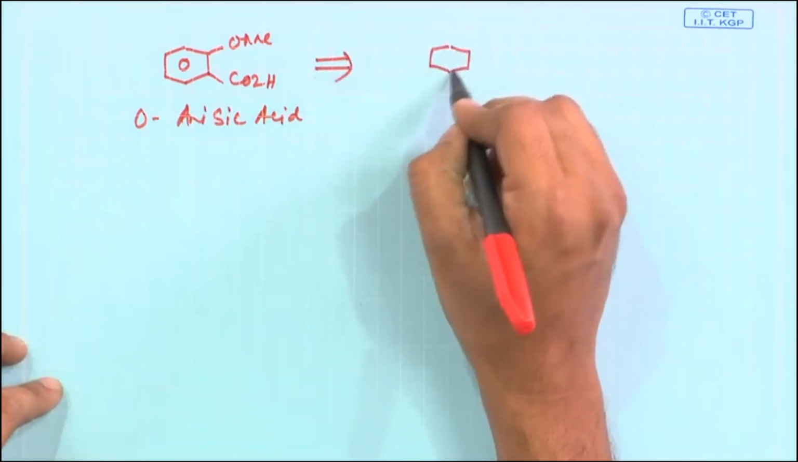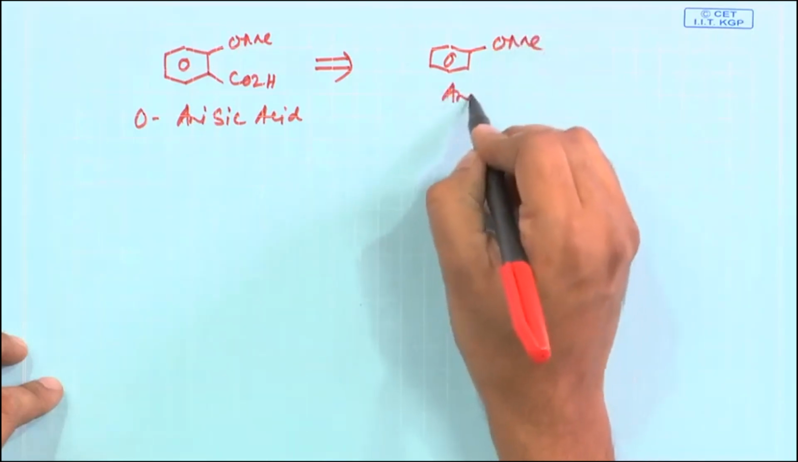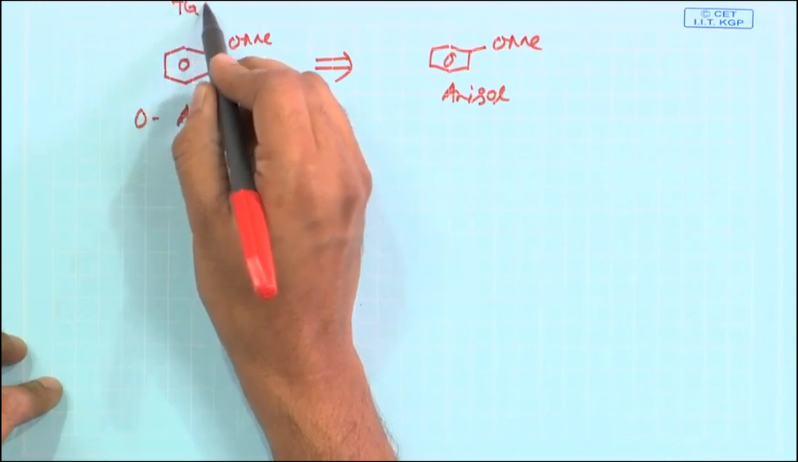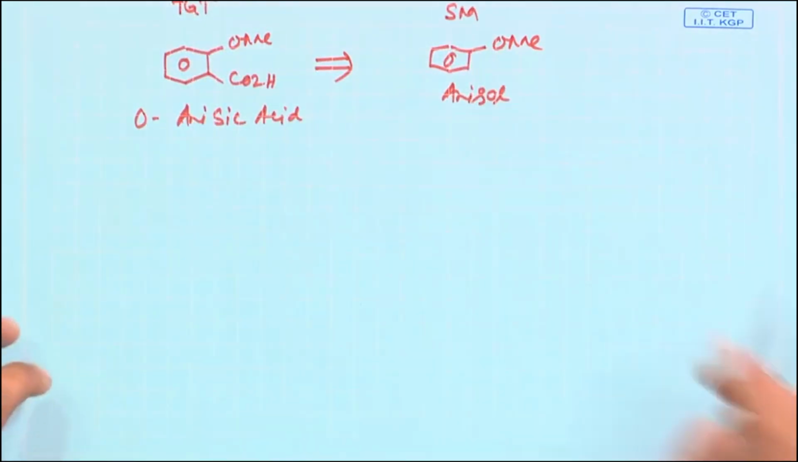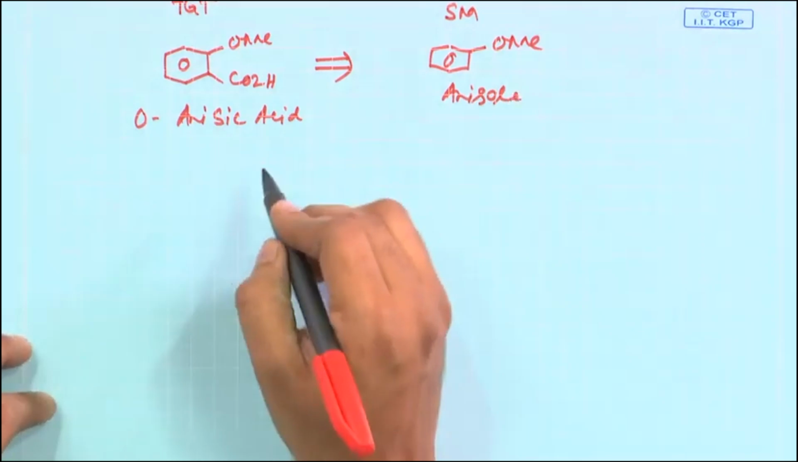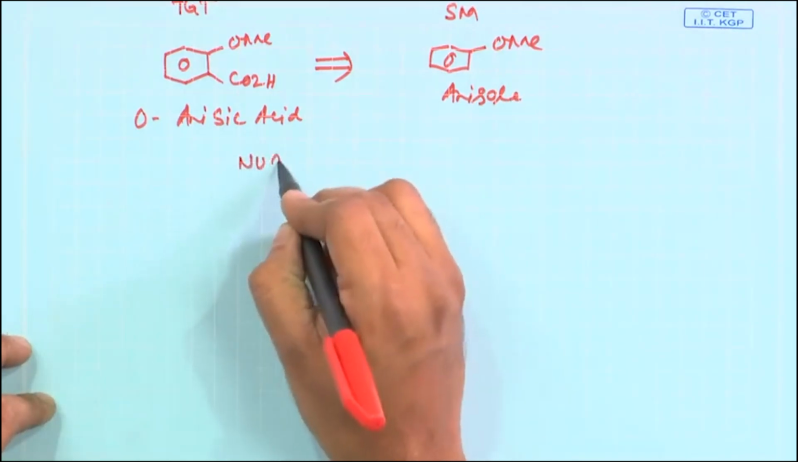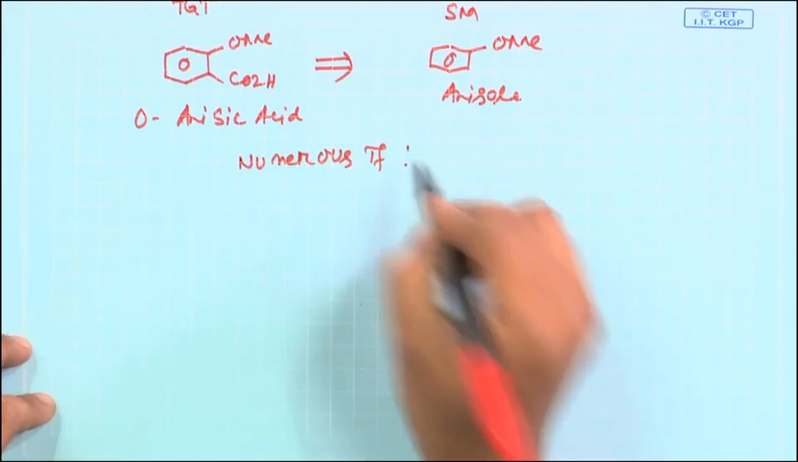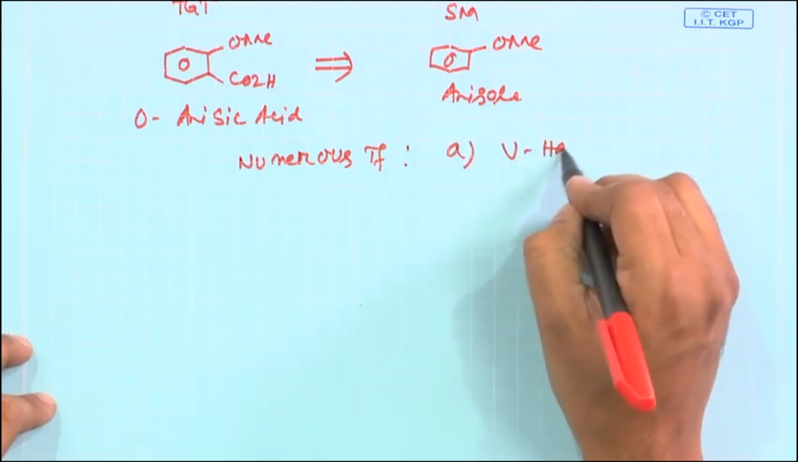Now this compound was given to you as a target, and the starting material I am looking for is anisole, methoxybenzene. So this is your target molecule, the left hand side, and this is your starting material or the precursor. In principle you can do it by numerous transformations, and I am trying to figure out what transformations you can think about. Probably all of you know the very popular Vilsmeier-Haack reaction.